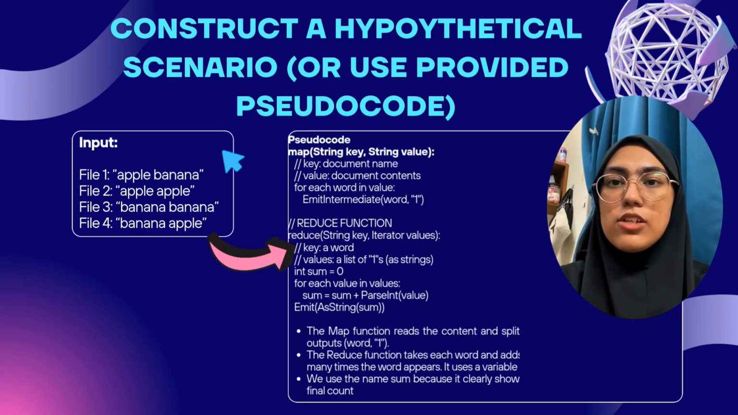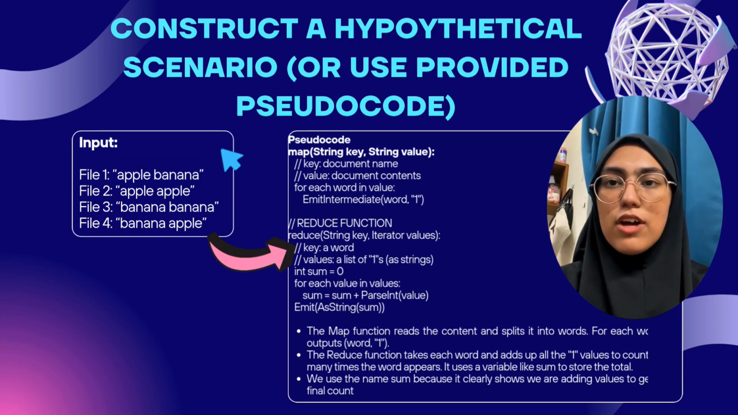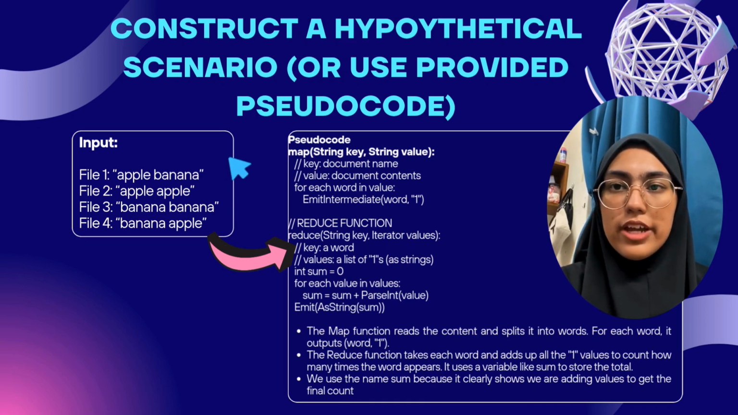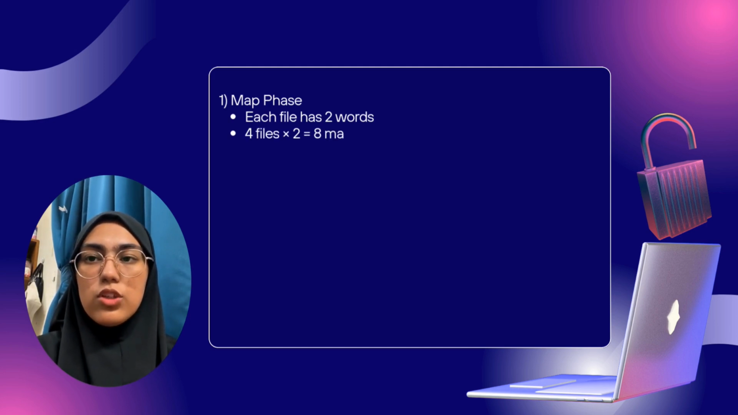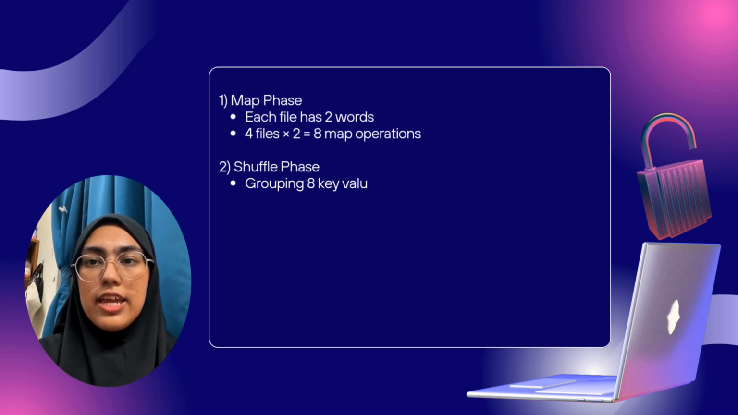Second, an example using MapReduce. If our input has 4 files, file 1: apple banana, file 2: apple apple, file 3: banana banana, and file 4: banana apple. So, let's calculate the total operations. Map phase. Each file has 2 words, so 4 files multiplied by 2 equals 8 map operations. Second, shuffle phase. We group all 8 key value pairs by key, equal to 8 operations.